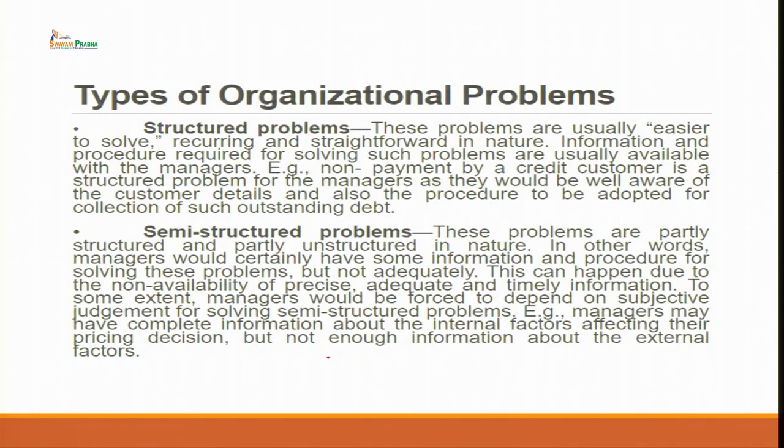Now, when we talk about types of organizational problems, students, they can be broadly categorized into two types of problems. One is the structured problem and second one is the semi-structured problem. In structured problems, they are generally the routine problems. The cause for such problem is known and solutions are also known to us. So, thus we call them structured problem, and we are certain that if we take X, Y, Z action to it, that is, course of actions are known in the structured problems.